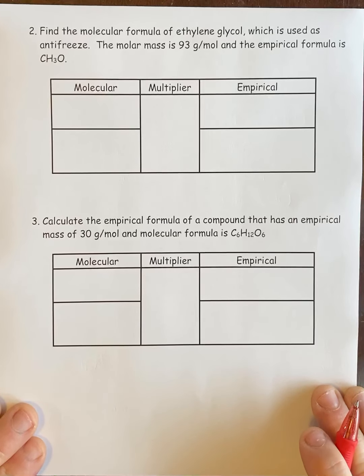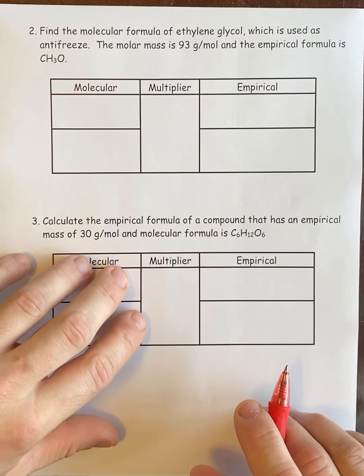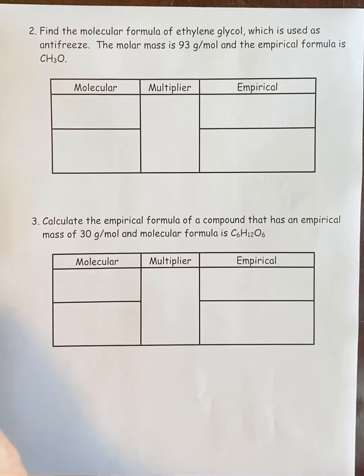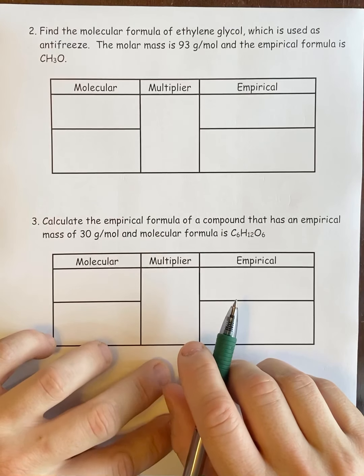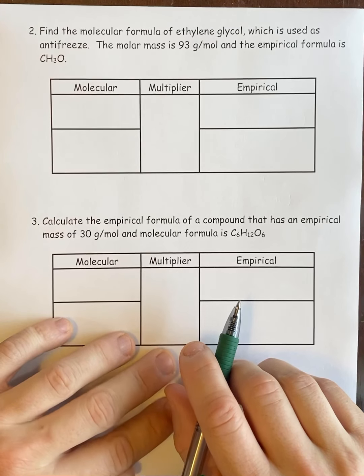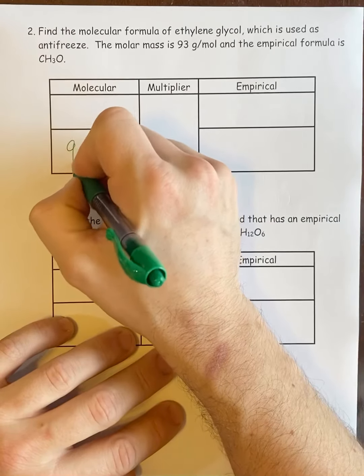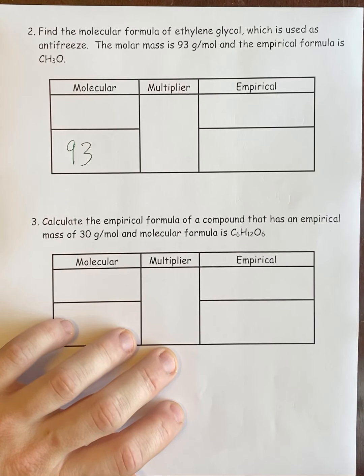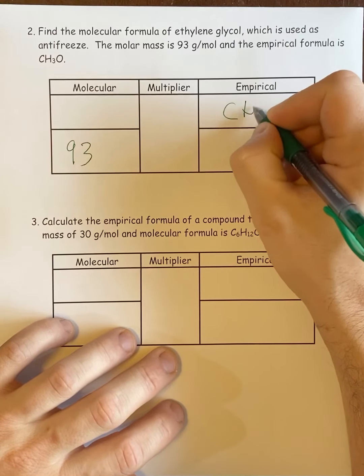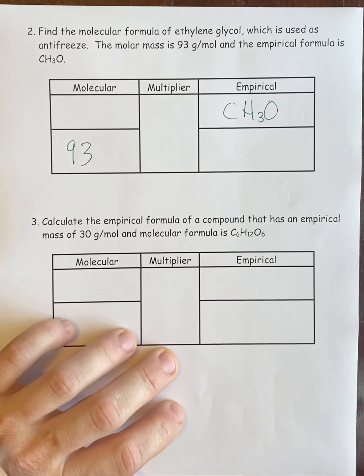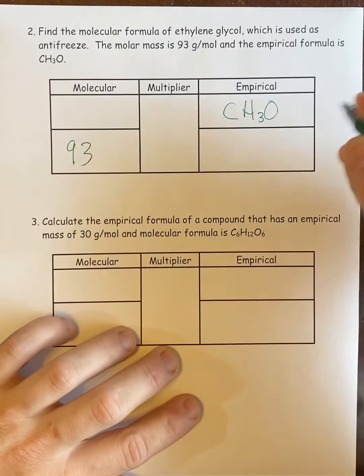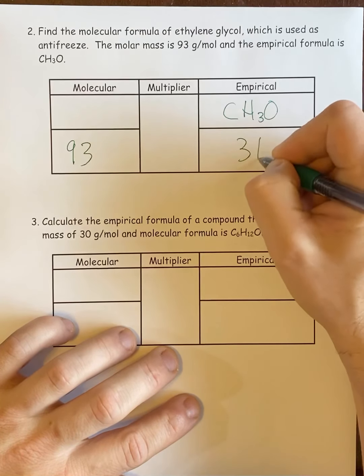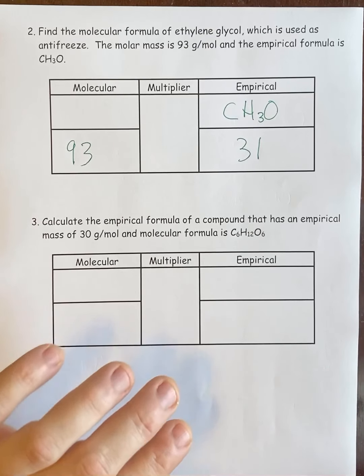Let's see. The molecular formula of ethylene glycol, and if you don't care about any of that, the second sentence is what matters. The molar mass is 93. The empirical formula is CH3O. Figure out the molecular formula. Well, this isn't hard. What does CH3O weigh? Well, you do your GFM. I'm going to save a little time. It weighs 31. You should know how to do GFM.